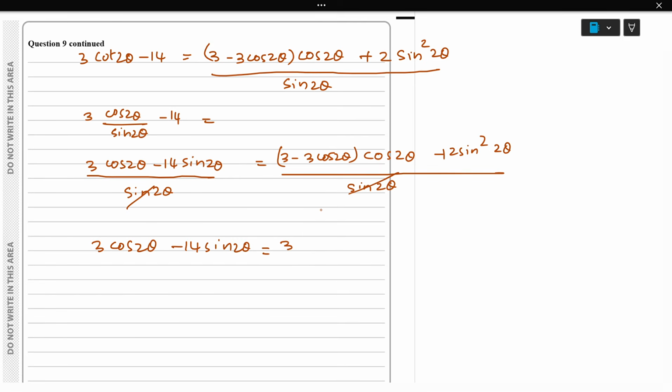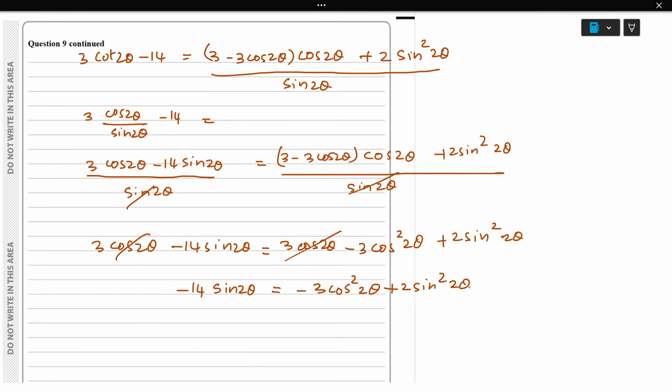So I'll expand now: 3 cos 2 theta minus 3 cos square 2 theta plus 2 sin square 2 theta. So from here this and this become 0, because 3 cos 2 theta, when you bring it to the left side, becomes 3 cos 2 theta minus 3 cos 2 theta, which is 0. The left is going to be minus 14 sin 2 theta equal to minus 3 cos square 2 theta plus 2 sin square 2 theta.